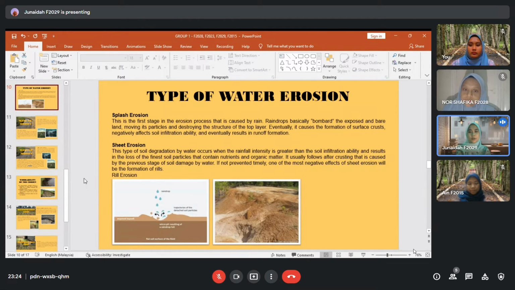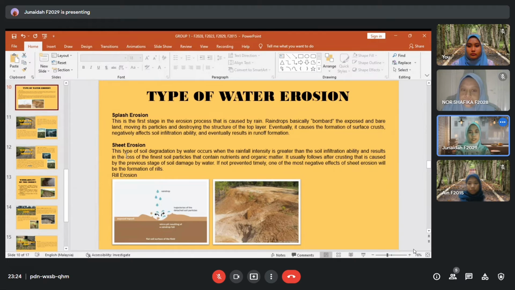Types of water erosion. Splash erosion. This is the first stage in the erosion process that is caused by rain. Raindrops basically bombard the exposed and bare land, moving its particles and destroying the structure of the top layer. Eventually, it causes the formation of surface crust, negatively affects soil infiltration ability, and eventually results in runoff formation.